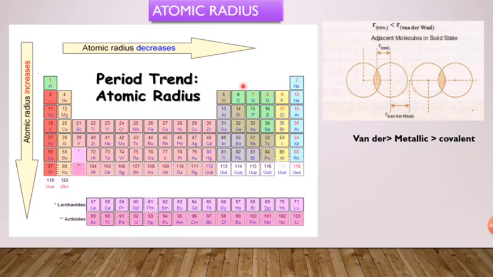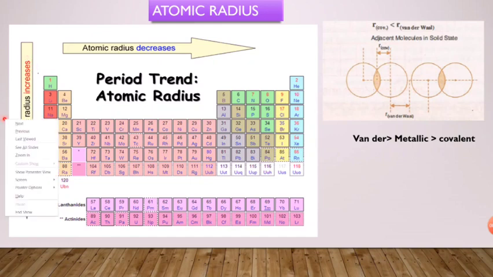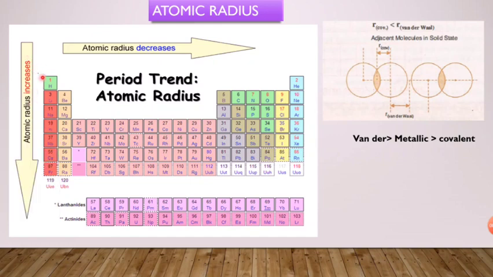So as the nuclear charge increases, the valence electron will be held more towards the nucleus. Therefore when we move from left to right, the atomic radius decreases, and when we move from top to bottom, as new shells are added to the atom, the valence electron gets more and more away from the nucleus, and atomic radius increases here.